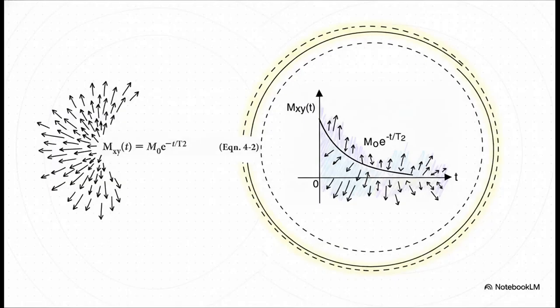And here's the math that brings that T2 decay to life. M0 is our starting point, right? Maximum signal right after the pulse. The exponential term here is basically a countdown timer. As time ticks on, that MXY signal just fades away into nothing. And T2, that's what controls the speed of the countdown. A short T2, which you see in solid tissues, means a super fast countdown and a quick fade to black. A long T2, like in fluids, means that signal is going to stick around for a lot longer.